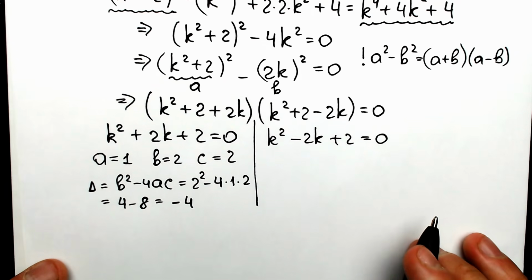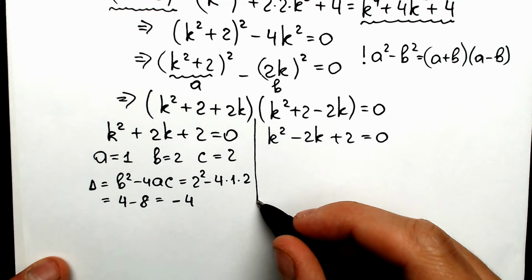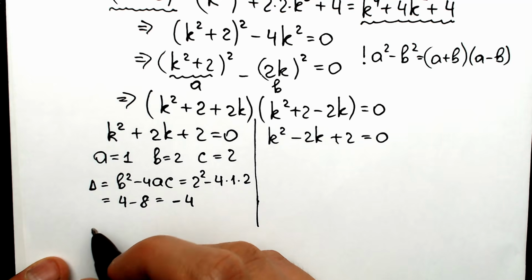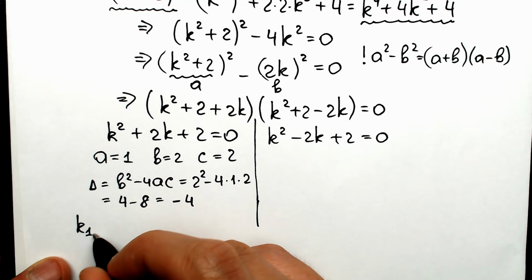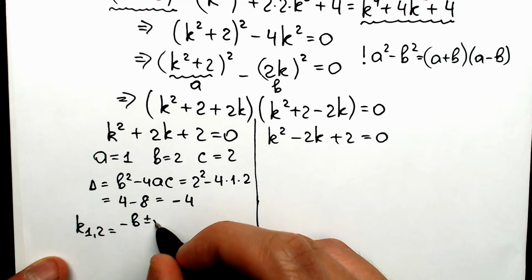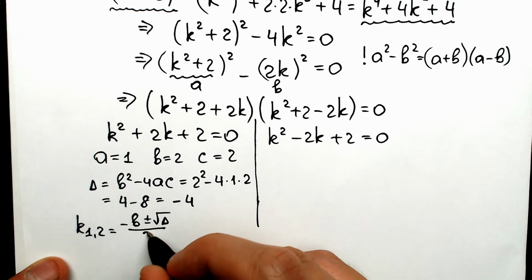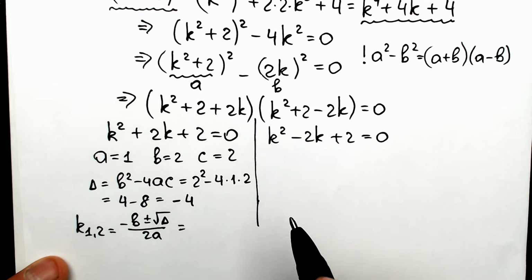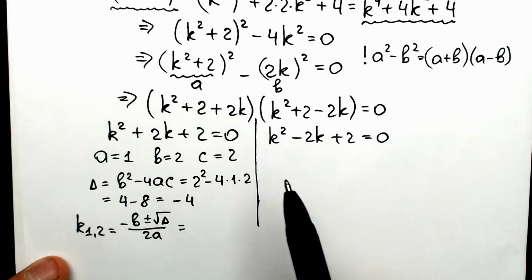So right now let's plug this discriminant into the well-known formula. Everyone knows this formula: k first and second equals minus b plus or minus the square root of the discriminant, all over 2a. So let's plug in. We know absolutely everything. We know each of these coefficients.